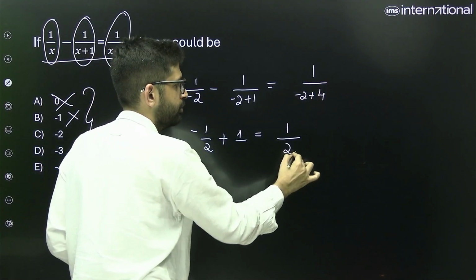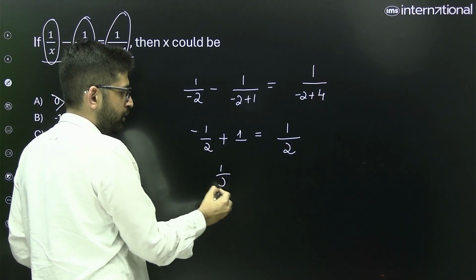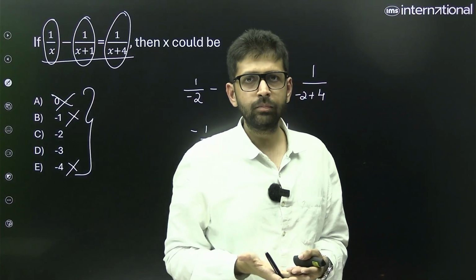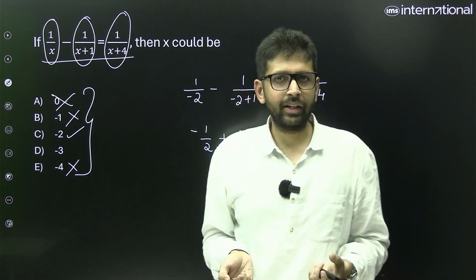-2 plus 4 is 2. Now, this is 1 minus 1 by 2, which is nothing but 1 by 2. So, I am getting that 1 by 2 is equal to 1 by 2. And that is what we wanted, right? And therefore, option C would be marked as the correct answer.